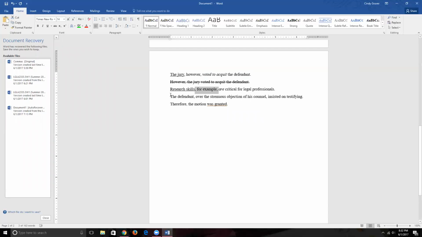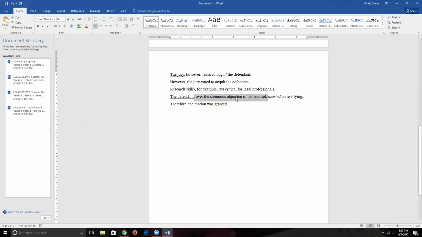Okay, let's look at this next one. This is not a really good sentence. Our interruptive is very long. But let's read it to make sure it satisfies all of our conditions. So we've removed the interruptive, and now we're going to say the defendant insisted on testifying. So we have our subject, the defendant. We have insisted as our verb, and it sounds like a complete idea. The defendant insisted on testifying. Okay, so now let's make our interruptive come back in. And we see it's over the strenuous objection of his counsel.